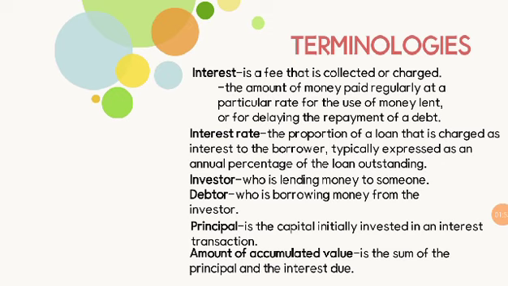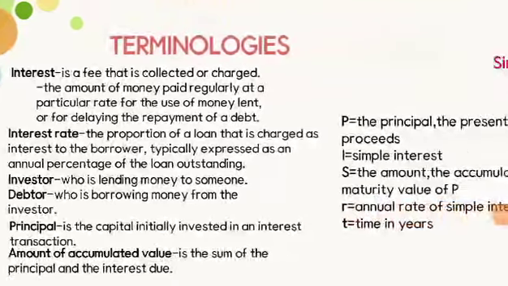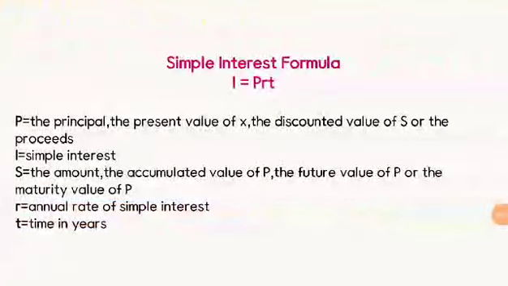Last is the accumulated value. Ito naman yung amount na kapag pinagsama ang principal at interest. This is also what we call the future value or the maturity value. Now, let's proceed to the interest formula. We have 5 variables here. P stands for the principal or the original amount, I stands for interest, S stands for accumulated value, future value or the maturity value, R stands for rate, and T stands for time.